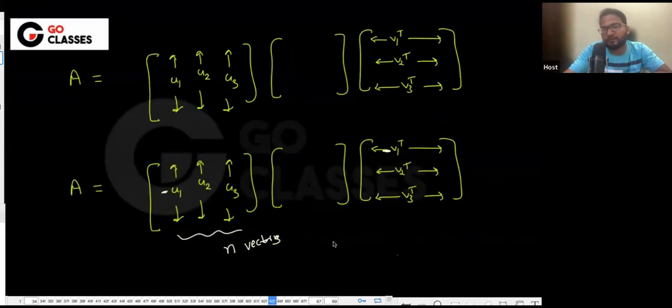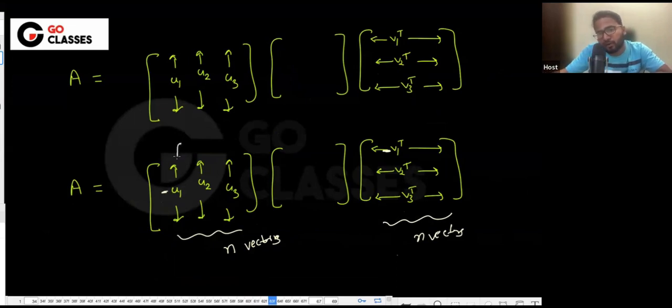So let's just take the simplest case. Suppose this is a square matrix. So these are the n vectors, right? Similarly, these are the n vectors. Now, can you tell me that if you can multiply -1 here, you can multiply -1 here, right? So can you tell me how many different possible SVDs are there in this case?